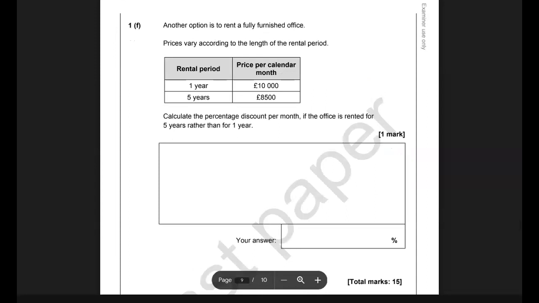So now I want to find out the discount. I will change this one to 9,000. 9,000 pounds. So can you guys work out the discount for that?